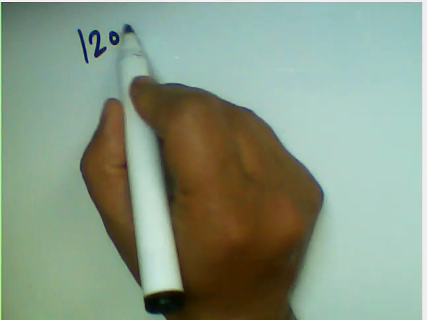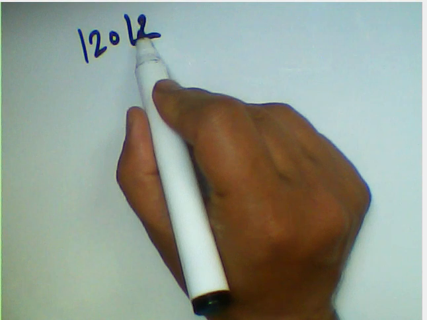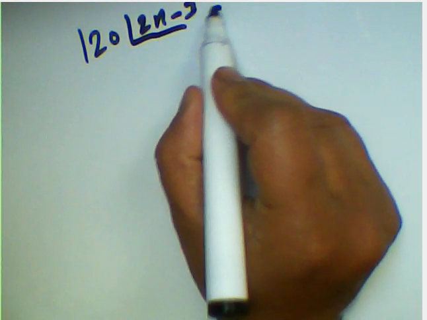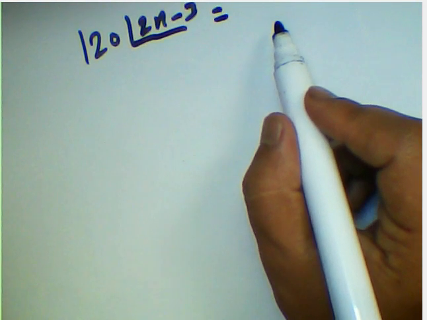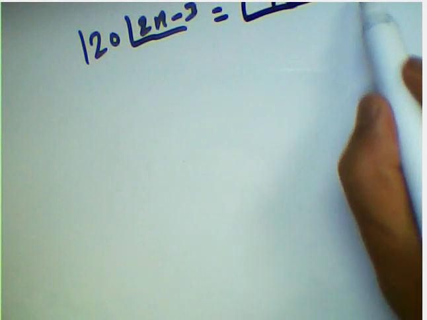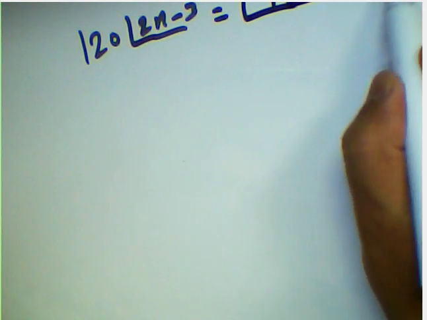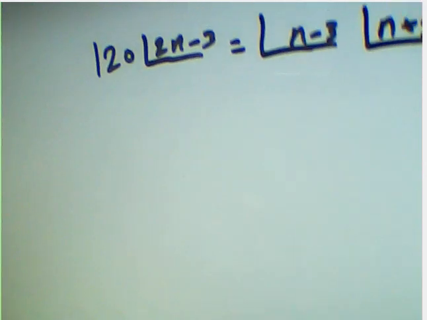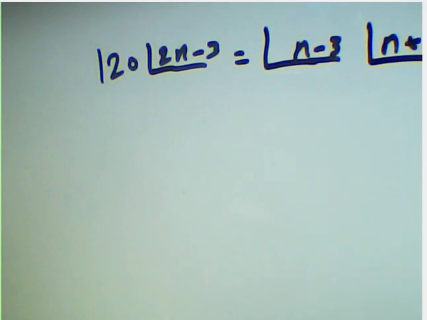Solve this example. Find unknown n. We have here 120 factorial 2n minus 3 equals factorial n minus 3 multiplication by factorial n plus 5. Okay, we can solve this example.